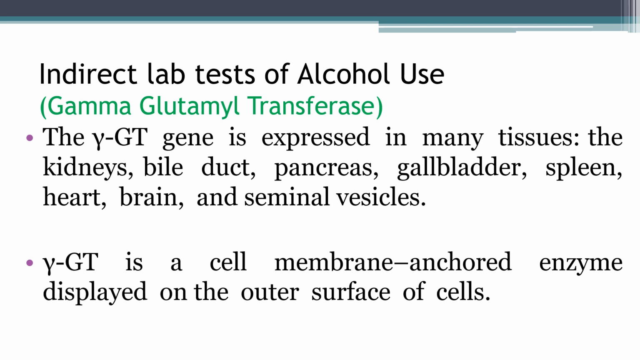The next one is GGT, gamma glutamyl transferase. This GGT is expressed in many tissues like kidney, bile duct, pancreas, gallbladder, spleen, heart, brain, and seminal vesicles. So it is a kind of non-specific test but can be useful. The gamma GT is a cell membrane anchored enzyme displayed on the outer surface of the cells.